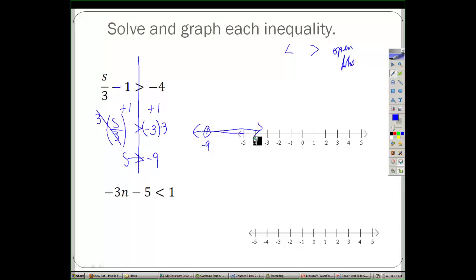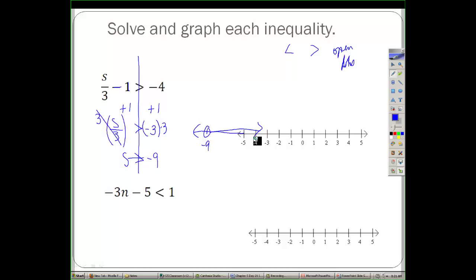So as you can see, if you just go ahead and graph it right off at the beginning, it's going to be a little different on your number line than if you solve first and then graph it. So make sure you always solve for the variable first. Let's look at this last one here. And now it says -3n minus 5 is less than 1.